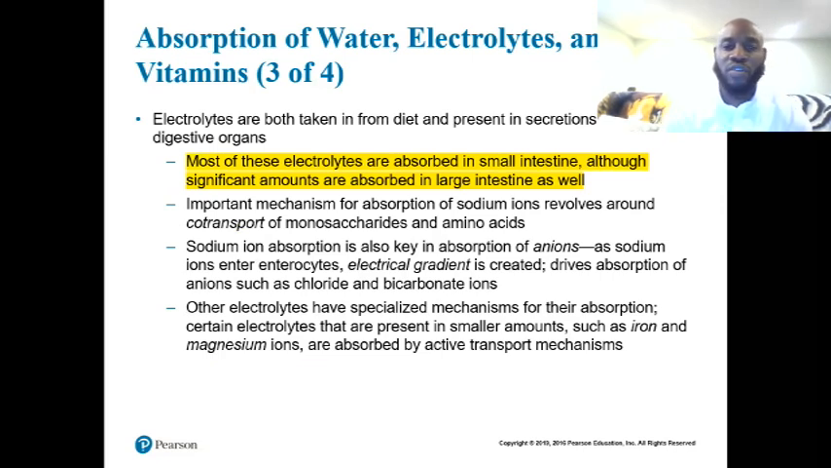Electrolytes are both taken in from the diet and present in secretions from the digestive organs. Most of the electrolytes are absorbed in the small intestines, although significant amounts are absorbed in the large intestines. So your electrolytes are absorbed in your small intestines and large intestines. Important mechanisms for absorption of sodium ions revolve around co-transport of monosaccharides and amino acids. So sodium is going to be a key electrolyte. It also helps in the absorption of anions. Okay.